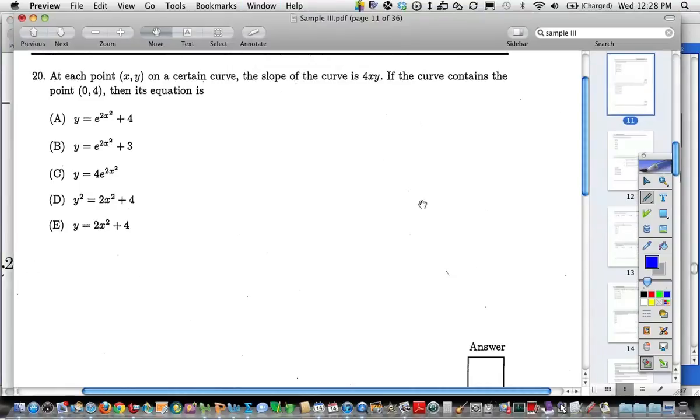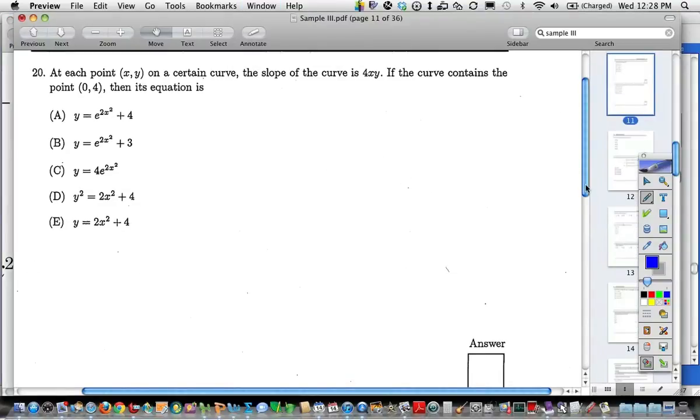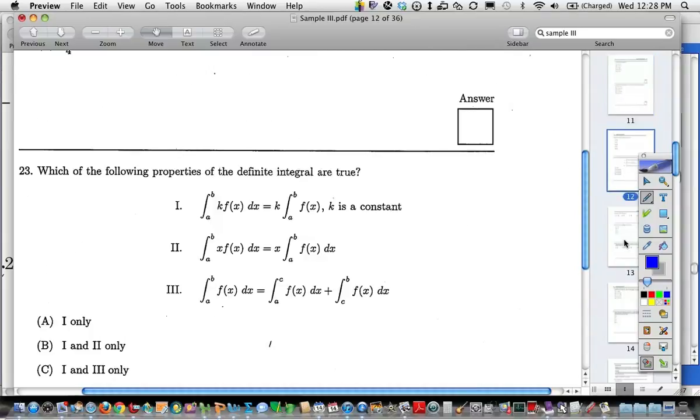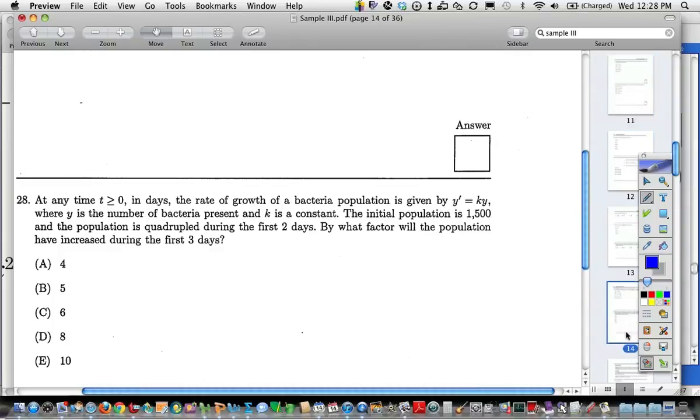If there aren't any more in the multiple choice. I was trying to think of one we did in the other class. 28. How was that one? No, 28 wasn't too bad.